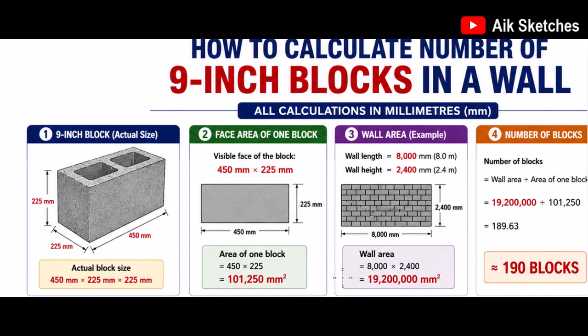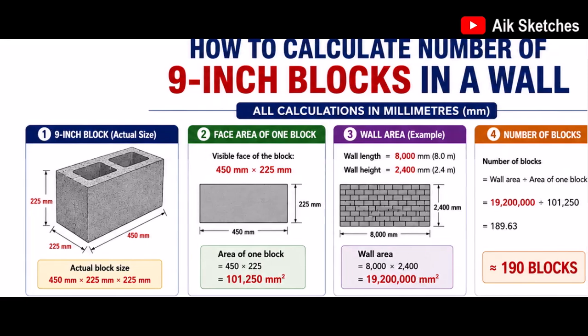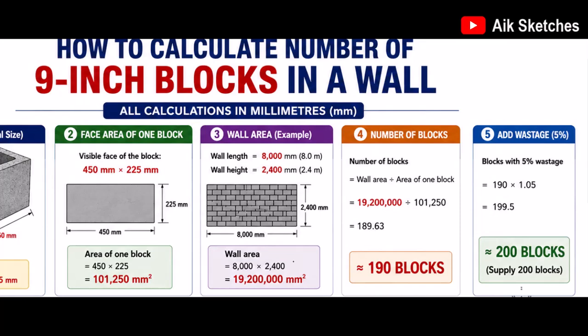Don't forget, the area of one block is 101,250 millimeter squared, while the area of the wall, where we want to calculate the number of blocks, is 19,200,000 millimeter squared. So the formula for calculating the number of blocks is equal to wall area divided by area of one block. I repeat, the formula for calculating the number of blocks in a wall is equal to wall area divided by area of one block.